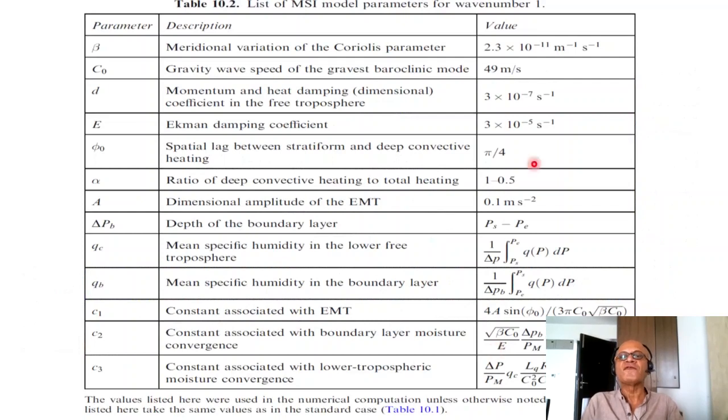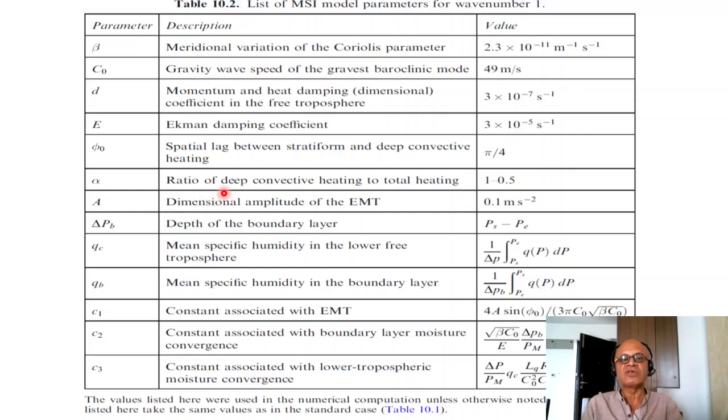Looking at the table of MSI model parameters for wave number 1, which is the solution we will look at, when you make it more complex, you will get other features that are not explained here in the next couple of slides. So you have the beta parameter, gravity wave speed, which is considered here as the gravest baroclinic mode. Momentum and heat damping, Ekman damping, spatial lag between stratiform and deep convective heating. So you have now heating that is much more complicated than the three we saw before.